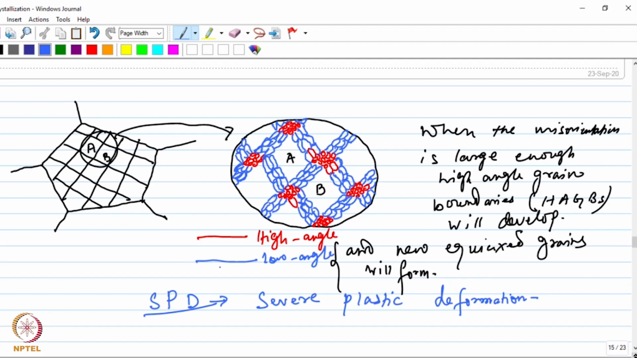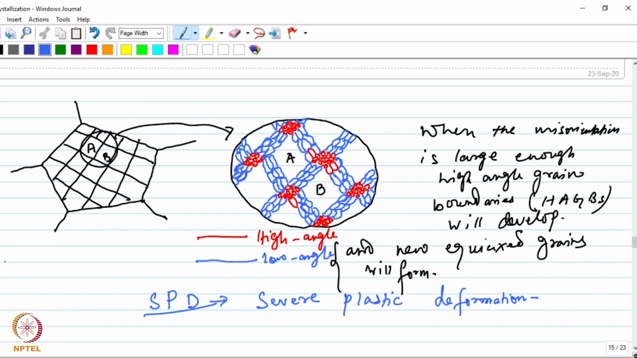On the other hand, the CDRX occurs through the progressive increase in the misorientation of the subgrain boundaries formed by dislocation rearrangement, and this increase in the misorientation can only occur when more and more dislocations accumulate along these subgrains, and therefore you need a cross slip of dislocations to occur, and therefore CDRX will be more prevalent in high stacking fault energy material.